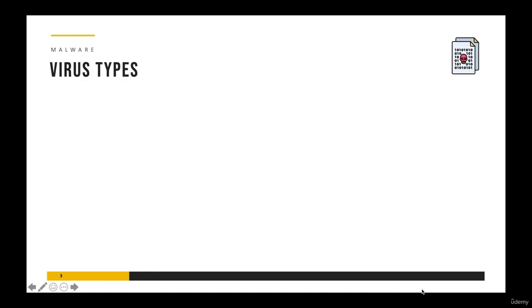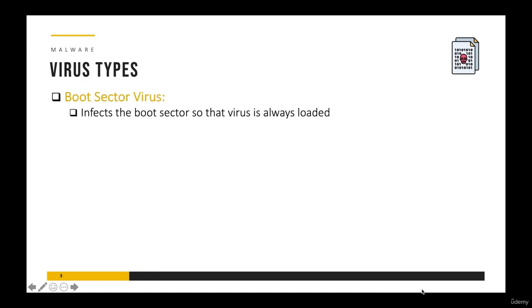So viruses come in different types and flavors. The first type is a boot sector virus, which basically infects the boot sector so that the virus is always loaded. Now remember, the boot sector is a special partition in your hard disk which manages the booting process. So whenever your system boots, it is this part of your hard disk which loads the operating system, including the kernel, firmware, and other applications. So if a virus infects this sector, it means that even if you remove it from your applications or other parts of your hard disk, it would always be loaded.